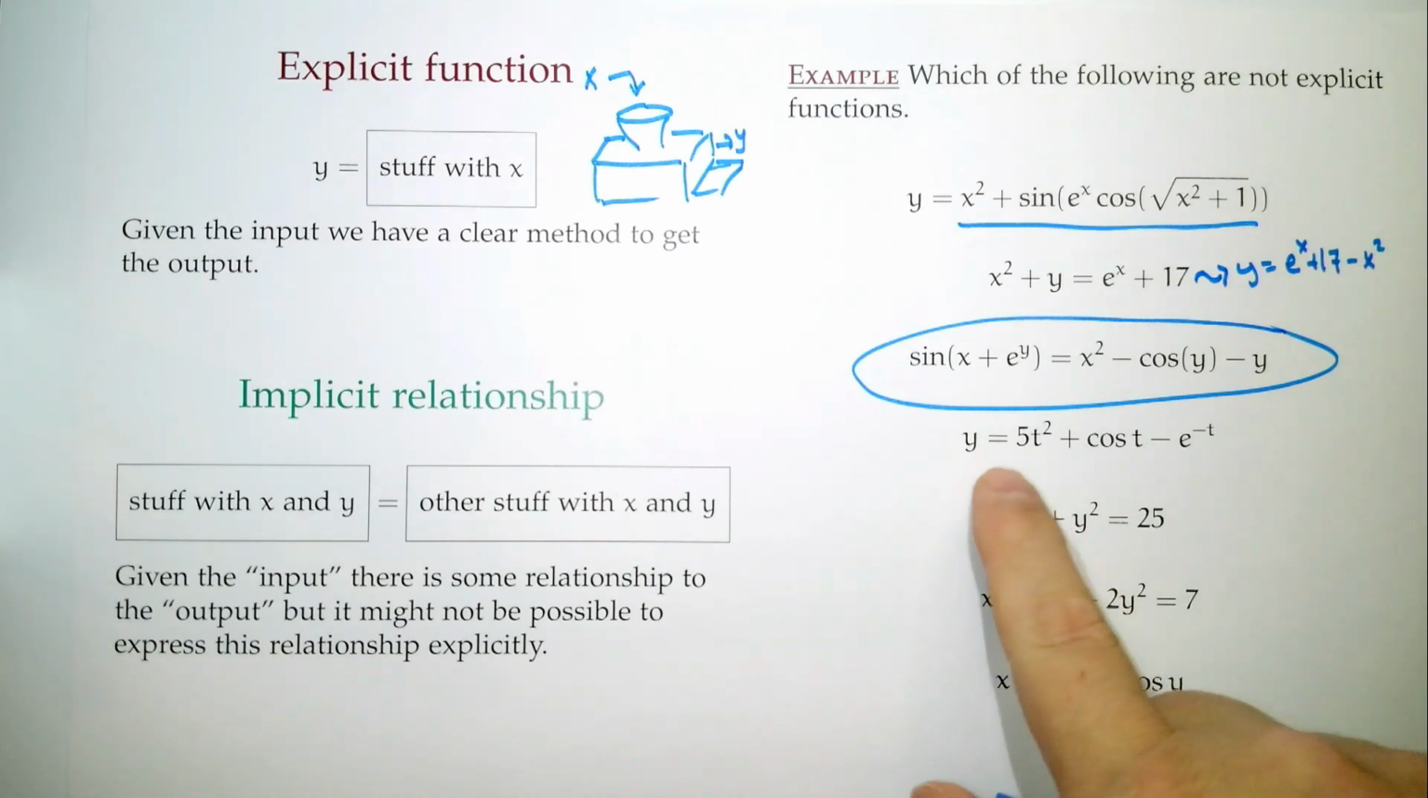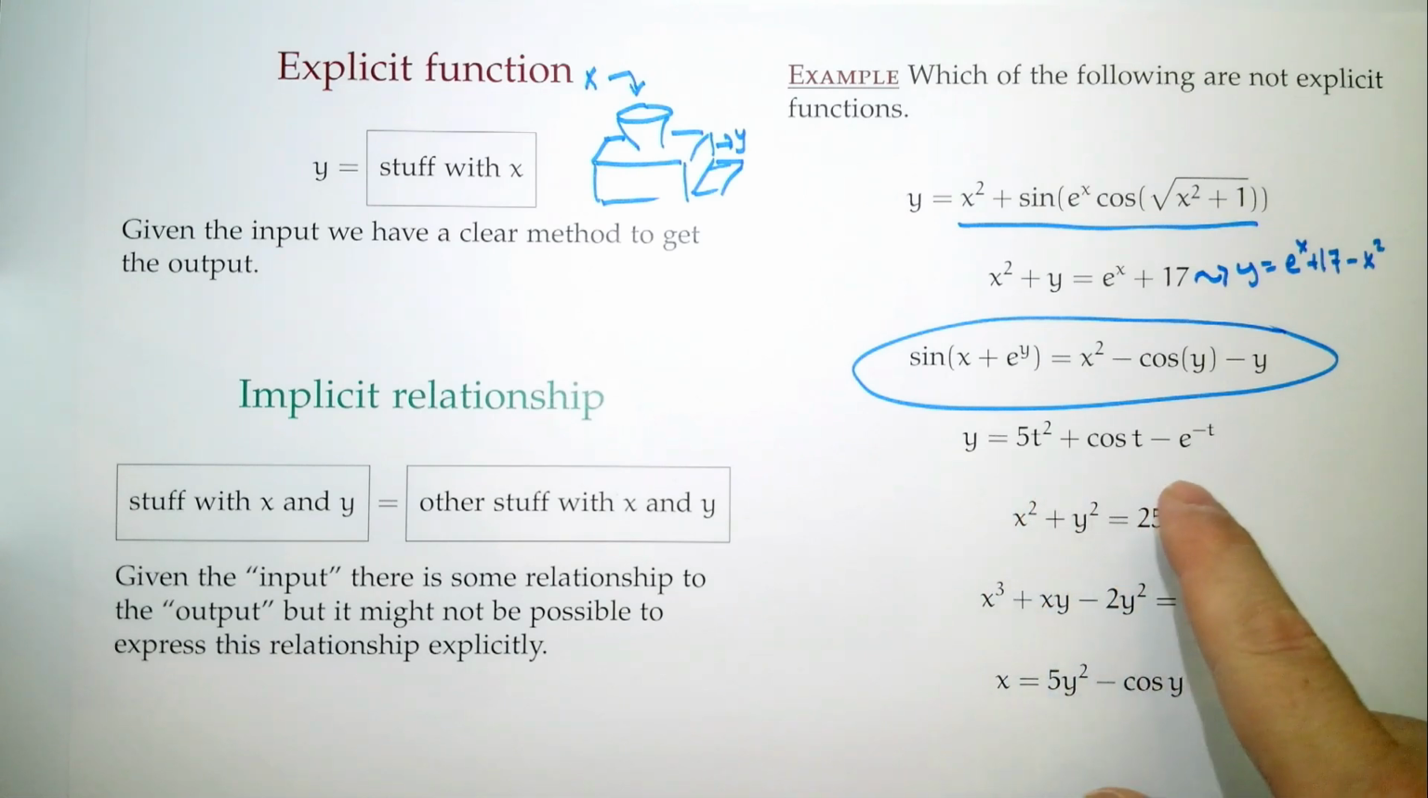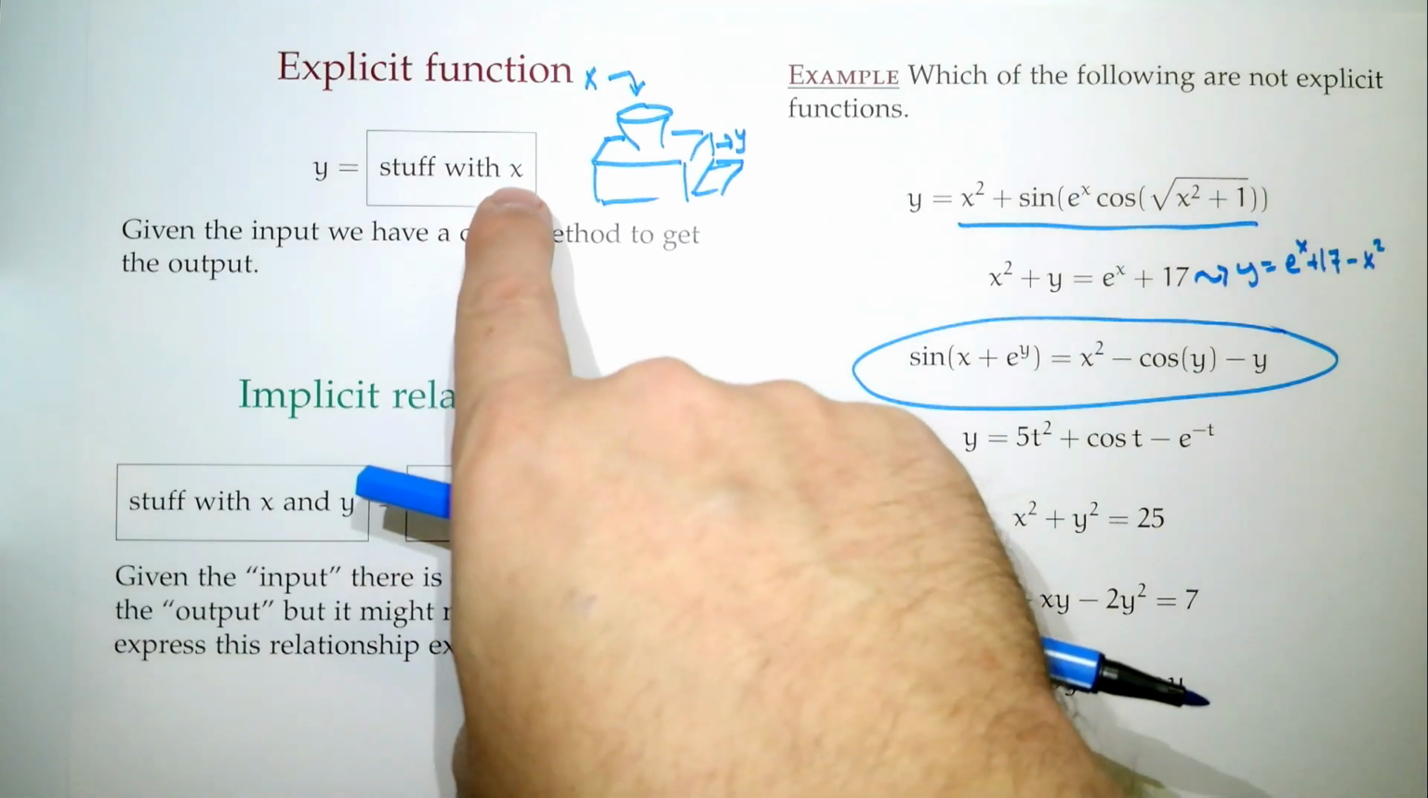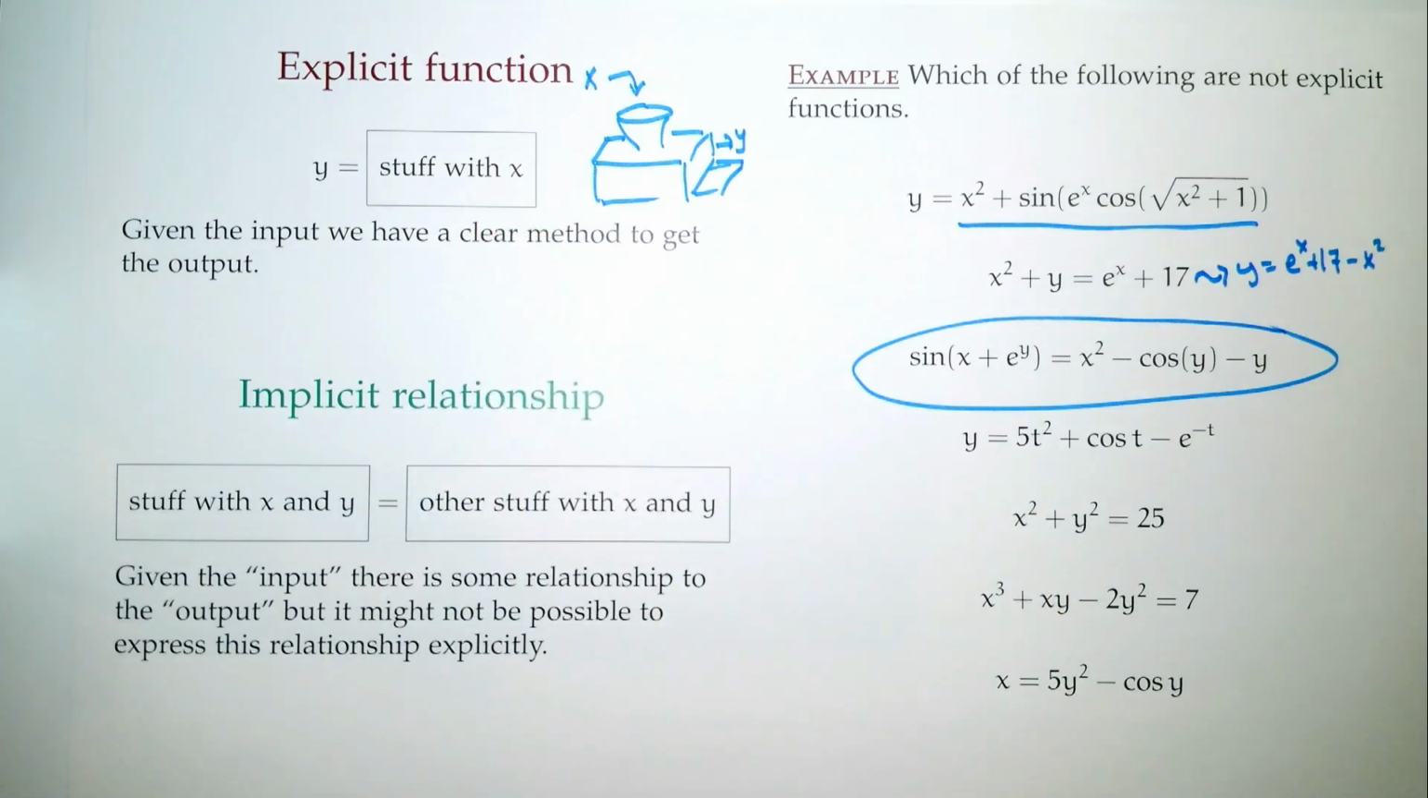How about here? Y equals 5t squared plus cosine t minus e to the minus t. This is explicit. Now here the slight difference is we've just changed our variable name. So instead of stuff with x, it's stuff with t. But that's okay. Names can be changed. That's fine. How about x squared plus y squared equals 25?